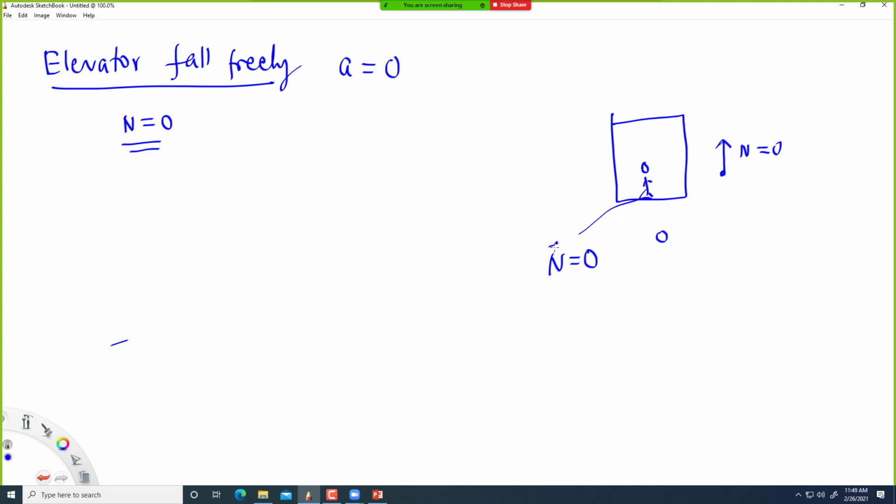It's like if you have a pen or something and you drop it, your hand would be barely touching the pen, so your hand would not be applying any force. So it will be falling freely. Okay, so that's the normal force and sensation of weight.